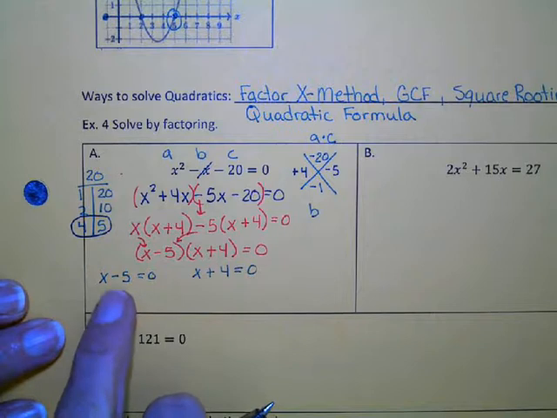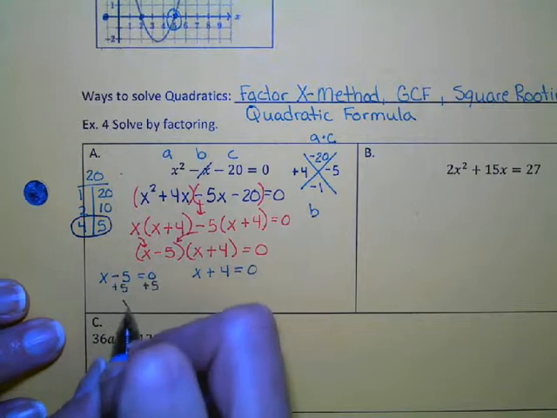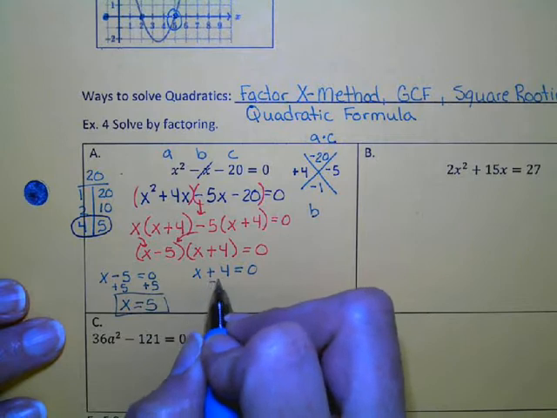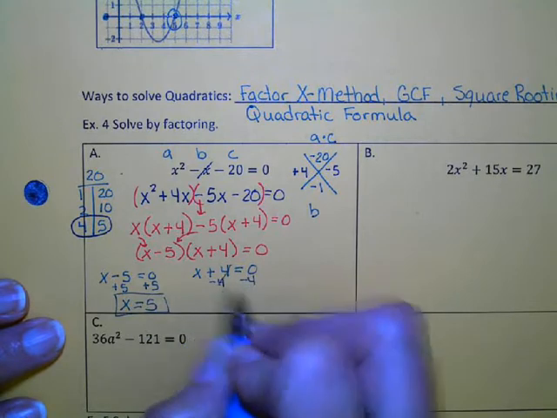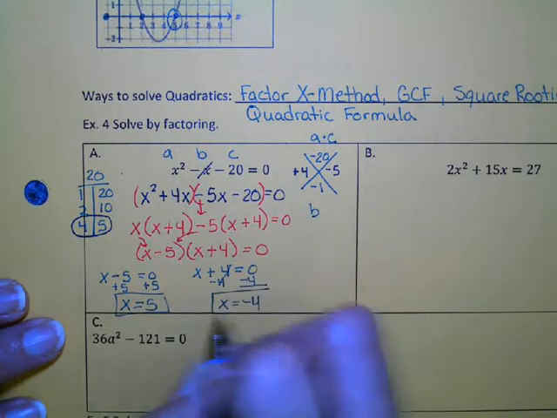How do you do the opposite of minus 5? You would add 5 to the other side. This one, the opposite of plus 4 is to subtract 4. 0 minus 4 equals negative 4. So those are our factors.